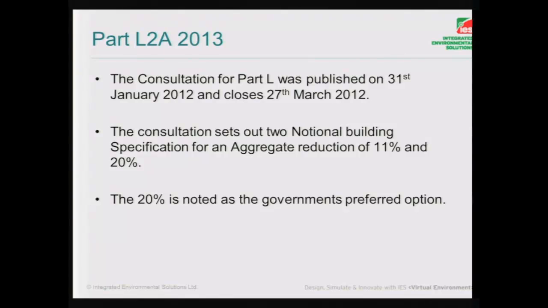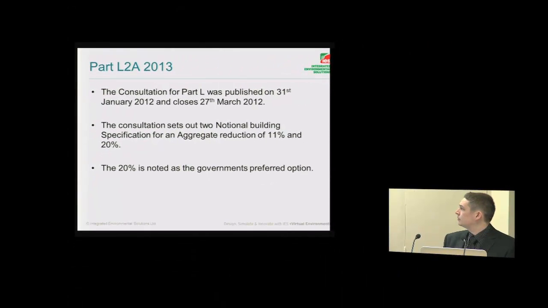demonstrate compliance. Now, the original plan, I think the government's preferred option, would be to have an aggregate reduction of 20% below the current 2010 levels. Okay. I think there's perhaps been a bit of resistance within industry. So within the current consultation, there's also a notional specification for just an 11% reduction. So I think it's still going to be debated which of these options will be sought in the 2013 regulations. Okay. But the consultation was only published fairly recently, towards the end of January, and it's going to close later on in this month.